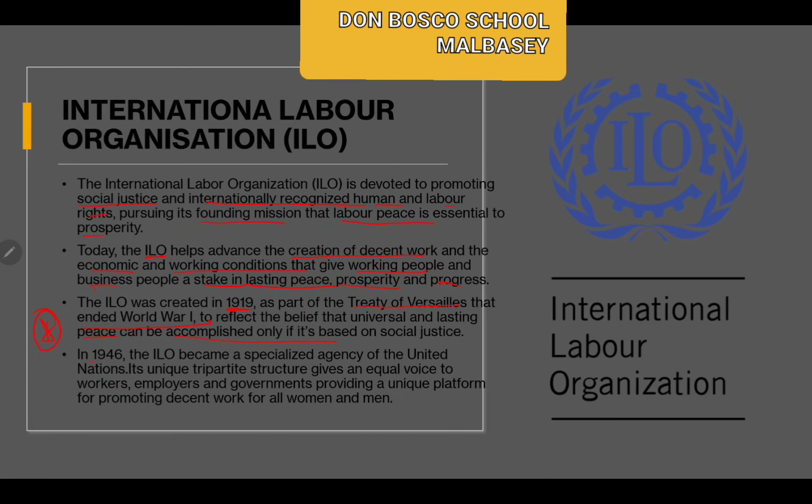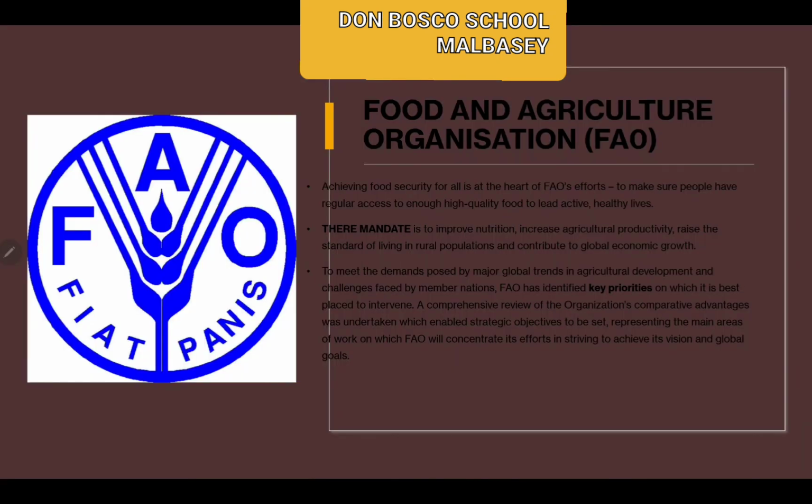This says that in 1946, ILO became a specialized agency of the United Nations. Its unique tripartite structure, tripartite means three, gives an equal voice to the workers. It talks about an equal voice at this international level organization, hearing the conditions and problems from workers, employees, and the government also, and it provides a unique platform for promoting decent work for all women and men. They talk about promoting working conditions for men as well as women.